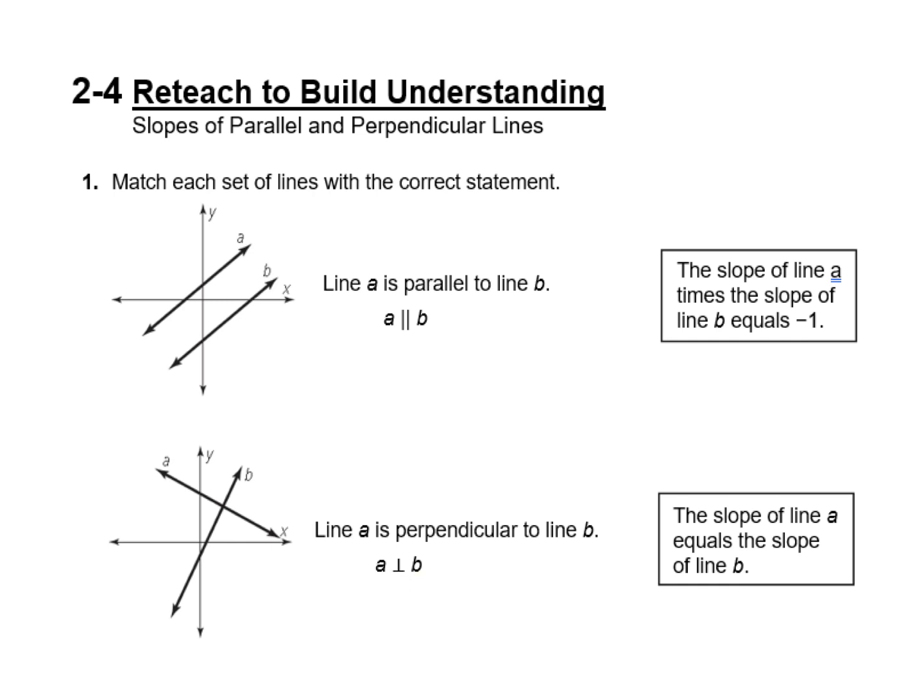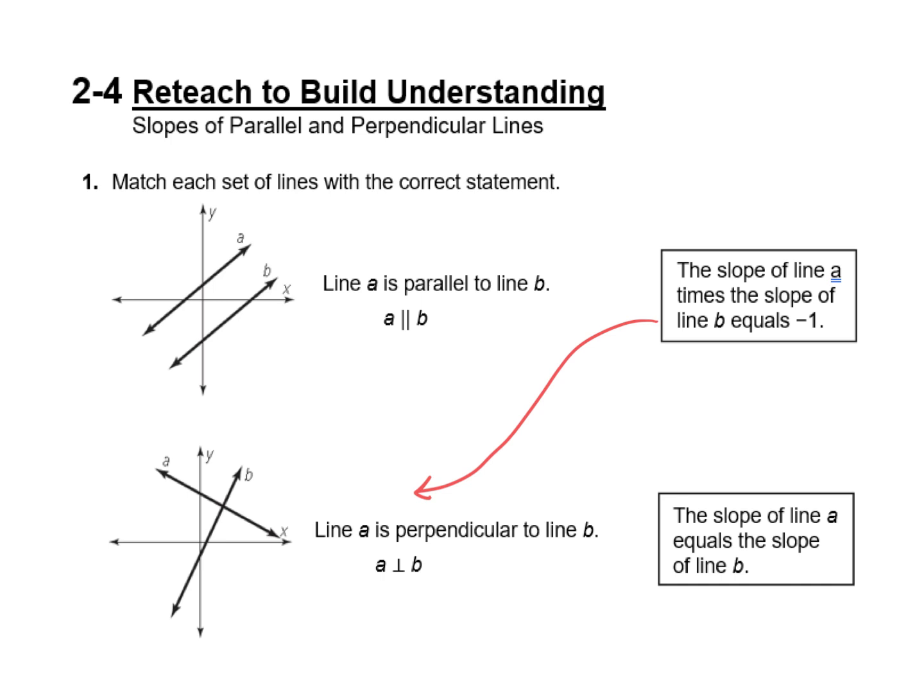So what do we have over here? The slope of line A times the slope of line B equals -1. So if you're multiplying your two slopes together and you get -1, that is what happens with perpendicular slopes. So we're talking about our perpendicular lines on that one.